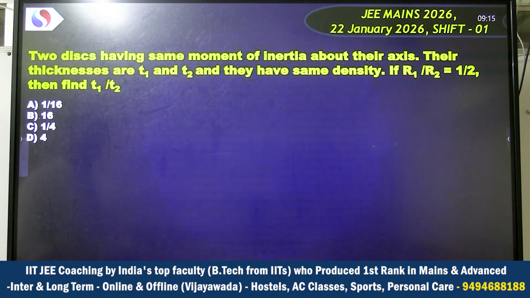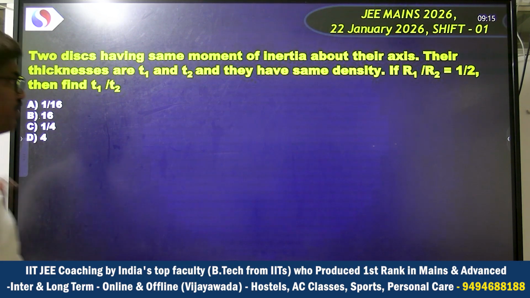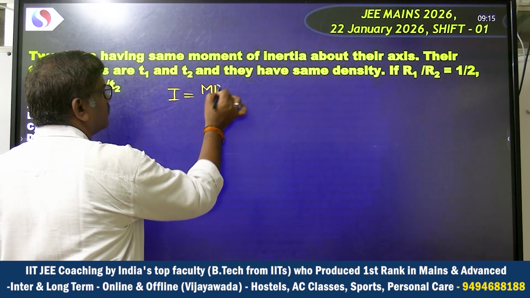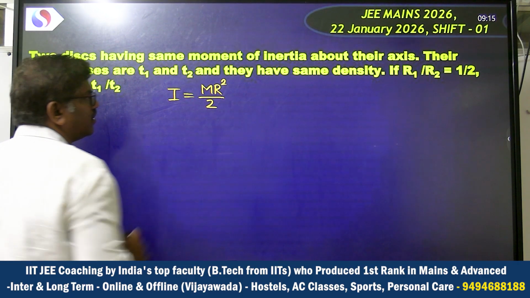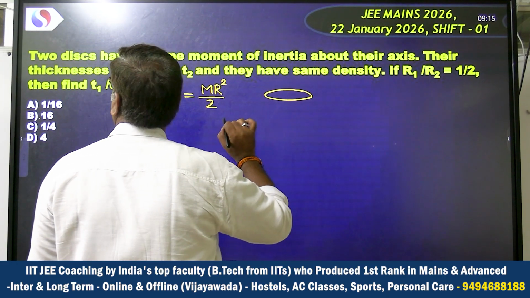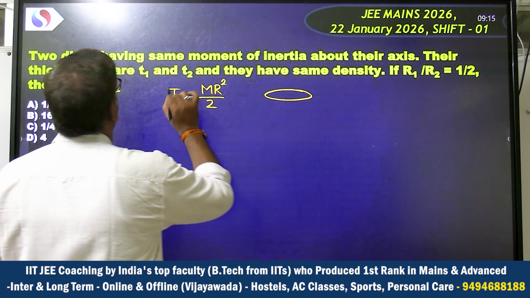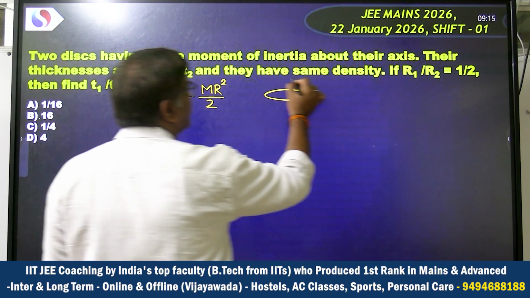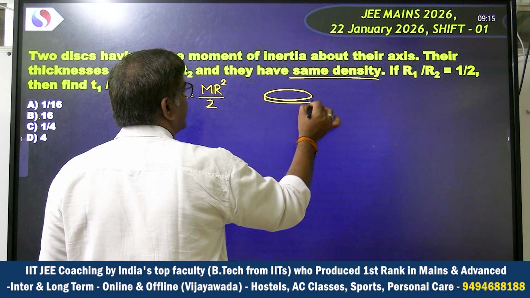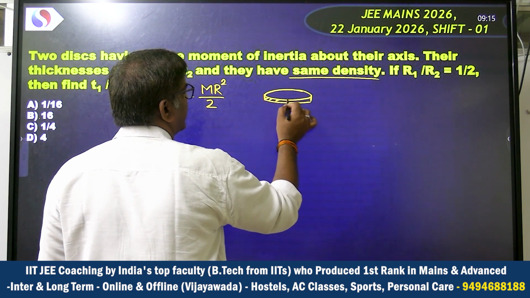Next is, two disks having the same moment of inertia about their axis, their thicknesses are T1 and T2 and radii R1 and R2. Find out the thickness ratio. So moment of inertia is same for the disks. Now I for the disk is mr square by 2, but they want to compare the disks with the radius and thickness, and they are made of the same density. That means mass is not given, density and thickness and radius is given.